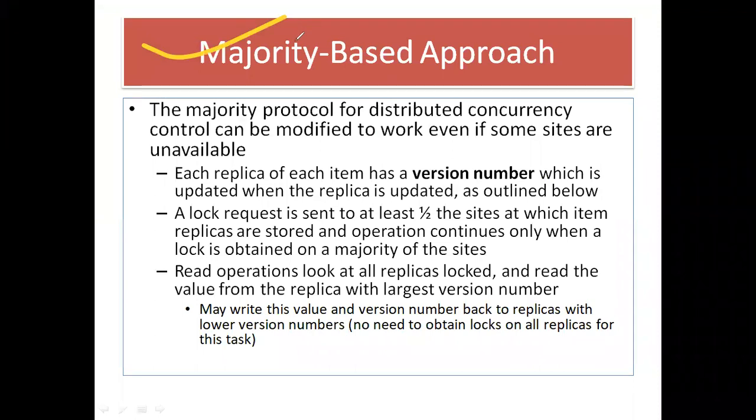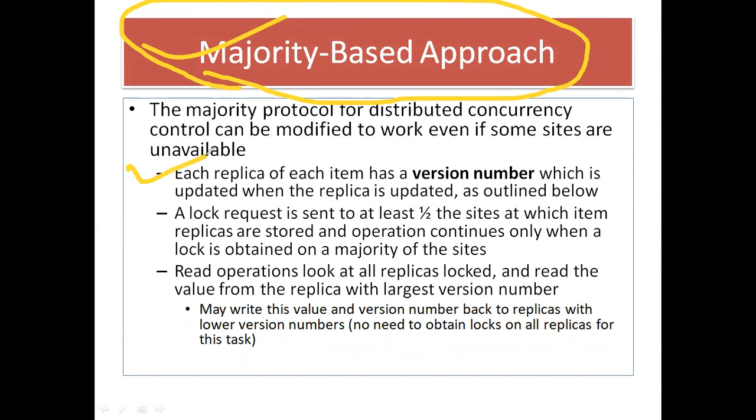Now, the majority-based approach. The majority protocol for distributed concurrency control can be modified to work even if some sites are unavailable. You already know that we have discussed this majority-based protocol, I think two or three classes back. Now the same can be used when some sites are not available.